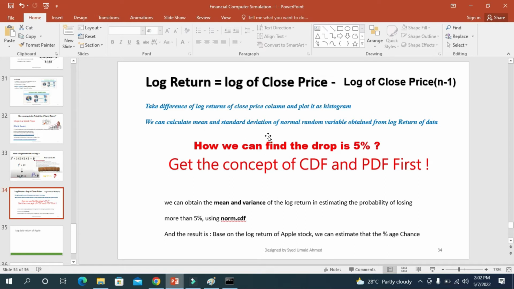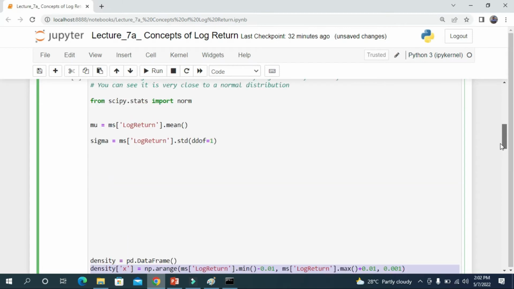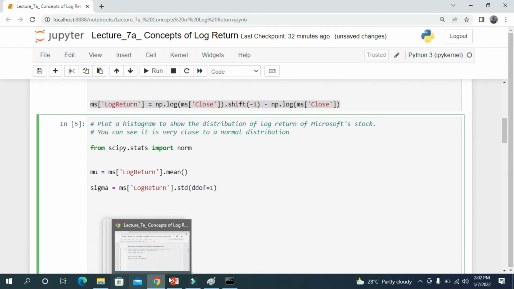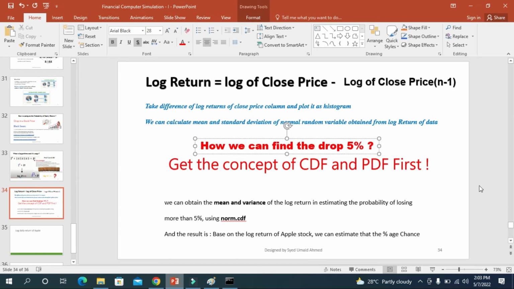We can calculate the mean and standard deviation of the normal random variable obtained from the log return. We have also calculated the mean and standard deviation. But the question is still here and the cell is still here. We haven't run anything. We haven't understood these things as well. We are here, but the question still persists. How can we find the 5% drop?